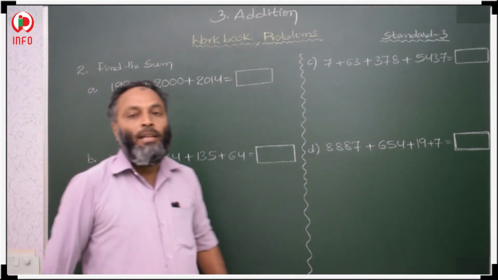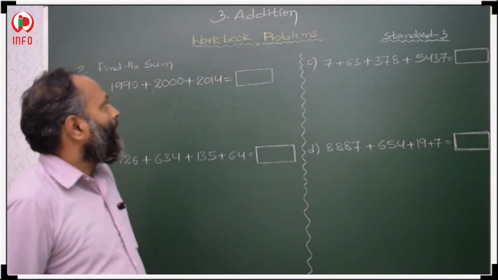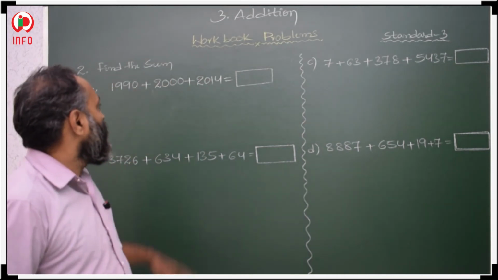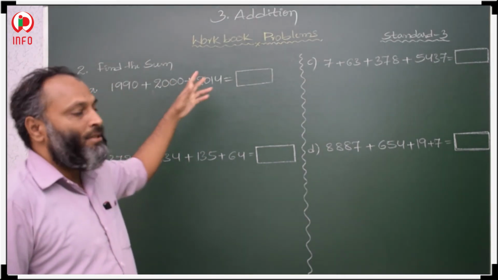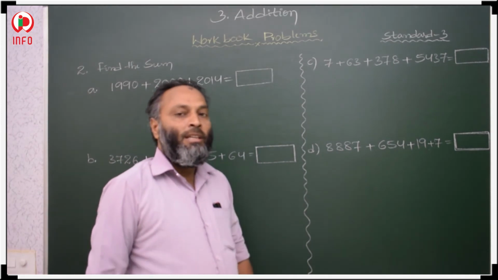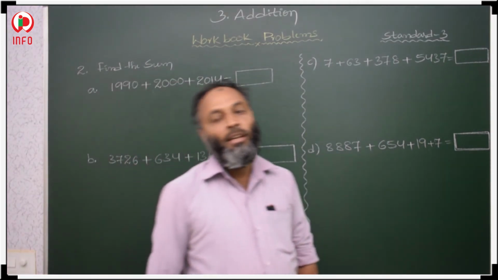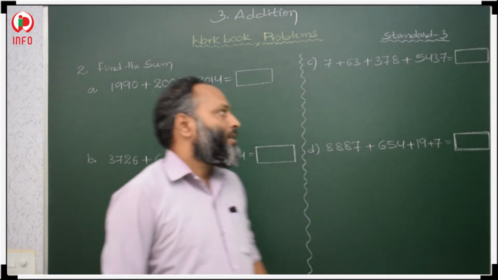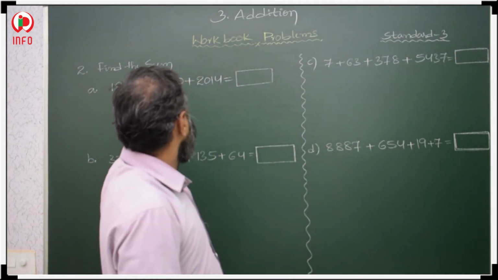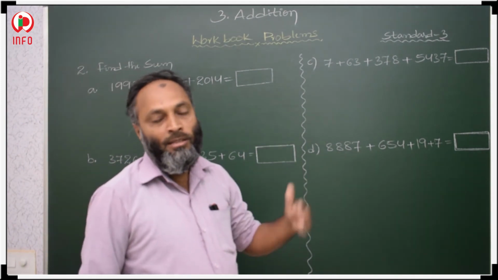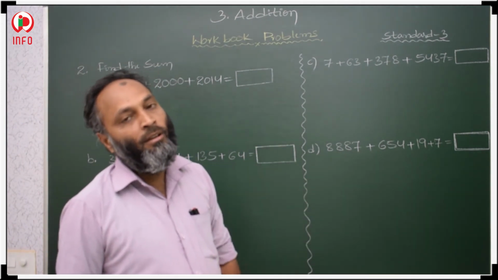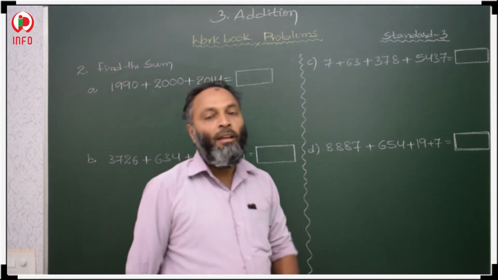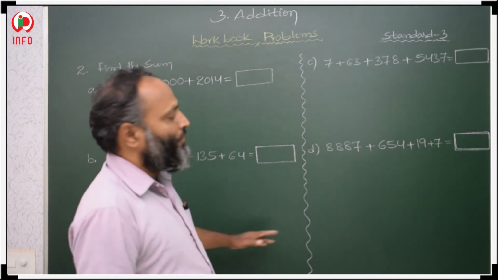Okay. Now friends, our third topic, second question: find the sum of the given numbers. This type of sums we did without regrouping. So this is with regrouping, the sums we are going to do. These adds are given in a row, so this row we have to convert into a column. We have to write in column. All these 4 sums are given.